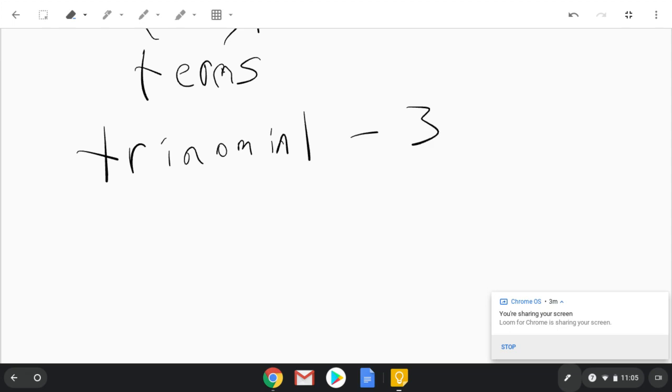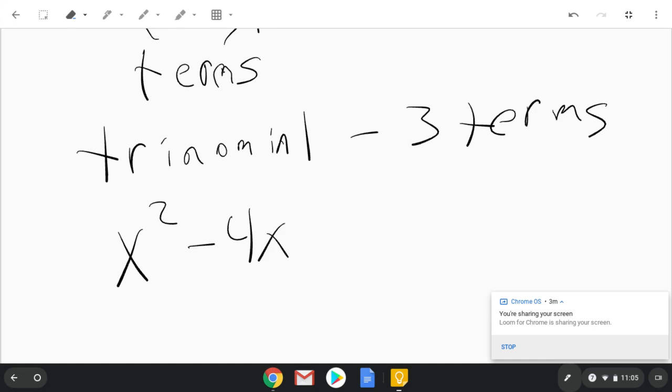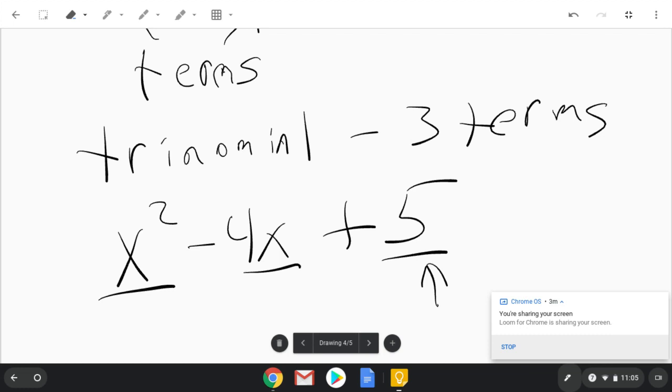A trinomial is something that has three terms. So let's say x squared minus 4x plus 5. You got 1, 2, 3 terms. Now you'll notice this third term, this last term, doesn't have a variable. And that's sort of true. It technically does have a variable, but you can't see it. This one is to the second power, this one's to the first power, and this last term is like x to the 0 power. Even though you can't see it, it's technically there, and we accept it.